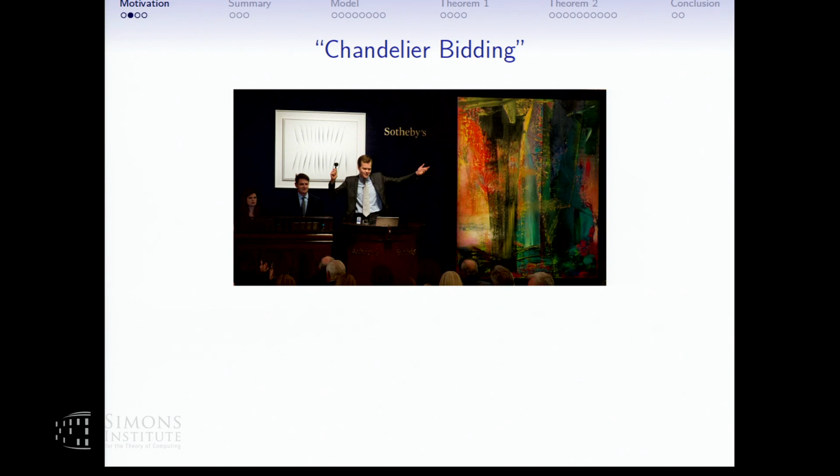You may be aware that there's a practice called Chandelier Bidding that is common in art auctions at Sotheby's and Christie's. The thought is that in a Chandelier Bidding scenario, the auctioneer is in the front of the room and says, I have a bid for $100,000 for this piece of art. And no human being has in fact placed a bid for $100,000.